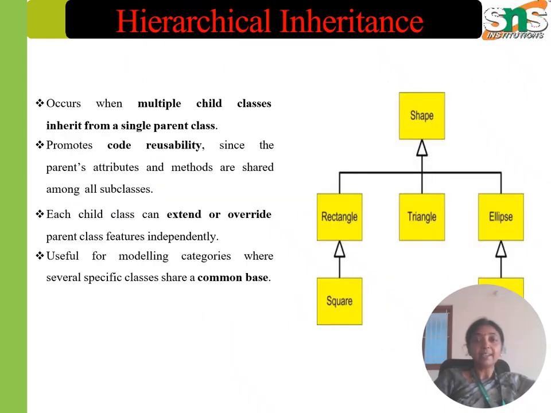The next thing is hierarchical inheritance. Hierarchical inheritance means from one base class, we can create multiple derived classes. For example, from the shape base class, only one class, from there we can create rectangle, triangle, and ellipse-like classes. From rectangle, we can create one more class. These are all known as hierarchical inheritance: one base class and more than one derived classes.